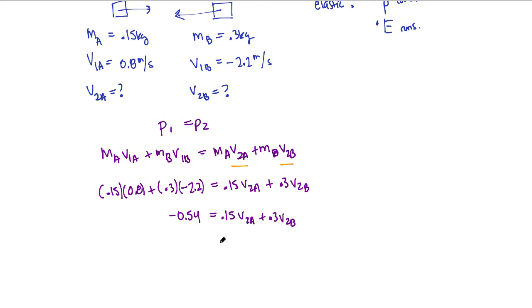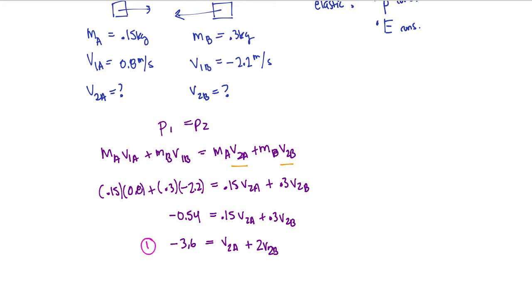Now we can clean this up a little bit by dividing everything by 0.15, and that actually makes this look a lot better. We end up with negative 3.6 equals V2A plus 2 V2B. So there is one equation that I can use. I'm going to go ahead and label this equation 1.